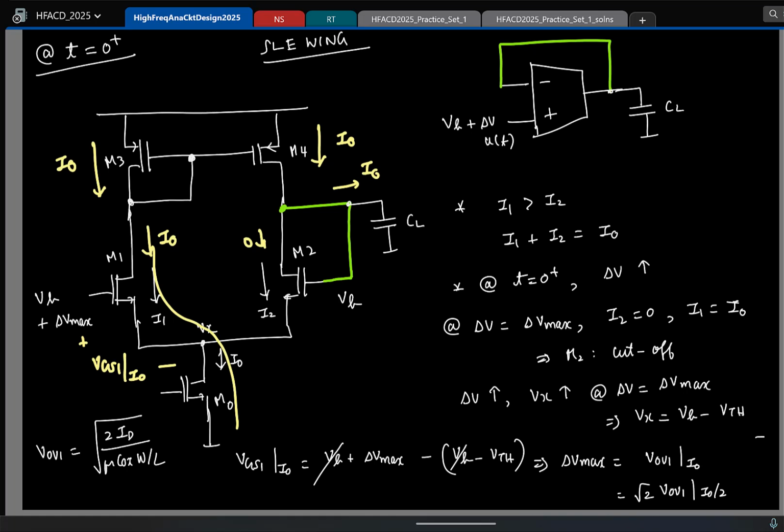Is this clear? So let me show it this way. Let us say I plot a curve like this. On the x-axis I am plotting delta V. On the y-axis I am plotting delta I, which is I1 minus I2. If delta V is 0, what can you say about delta I? It is 0. If both gate voltages are equal, the currents in the two arms are equal.